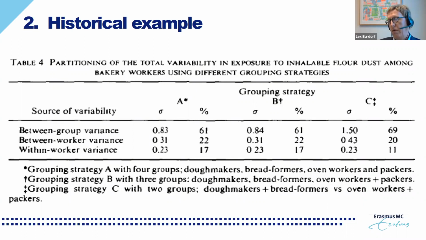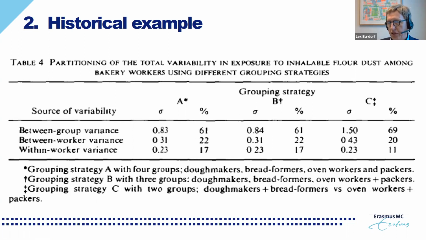So this is a clear indication that looking at the jobs that people do is a very efficient strategy to understand variance of exposure. Jobs determine the variance here. But the amazing thing is when you play around a little bit, what happens if we use grouping C strategy? In grouping C, we put the dough makers and the bread formers in one group. We put the oven workers and the packers in one group. And in that strategy, with only 2 groups, we explain more variance at the group level than in the situation with 4 groups.